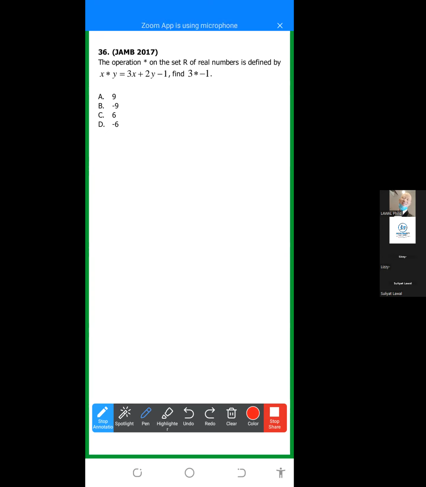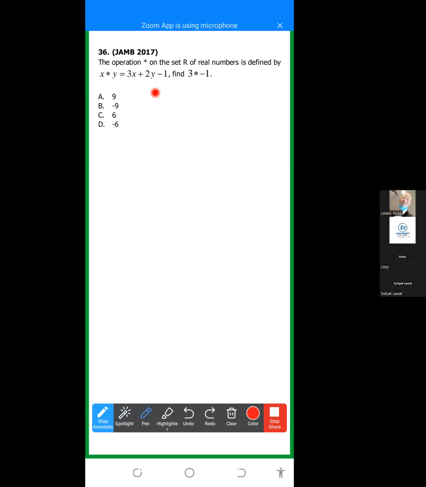Note that the order is very important, order of arrangement. Don't go and put minus 1 where x is. X is coming first. X is the first letter that appears. Y is the next letter that appears. So the way they arrange it is that 3x is coming first, 2y is coming next. Don't go and put 3y and 2x, it will be wrong. So these are the things you need to know.